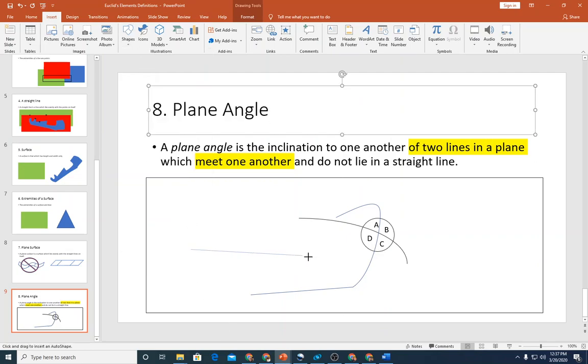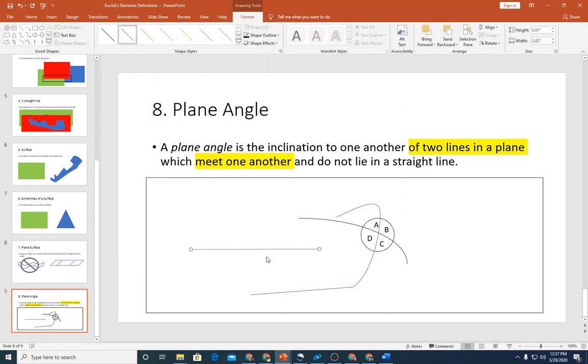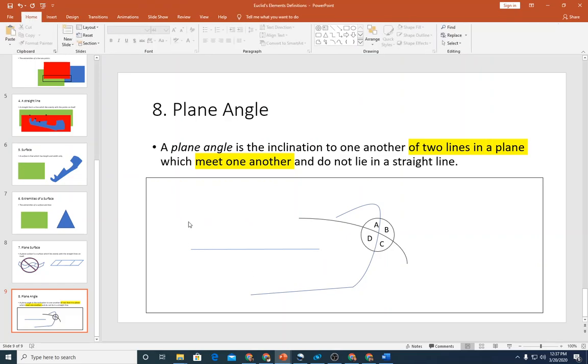So here's a line, boom, right? We'll call her Wanda, and here's another line. And we'll call her Esmeralda. So here's Wanda and Esmeralda, and there's four plane angles. That's easy. They're straight lines, but they do not lie in a straight line. They just happen to be straight lines. They are two lines in a plane which meet one another. So here they are. Esmeralda and Wanda meet one another.